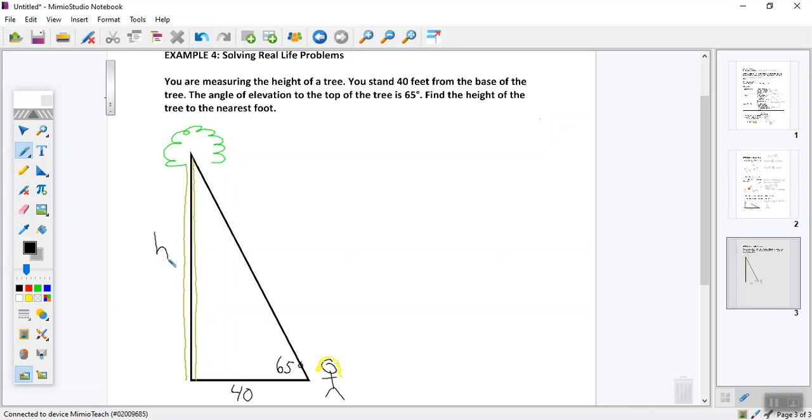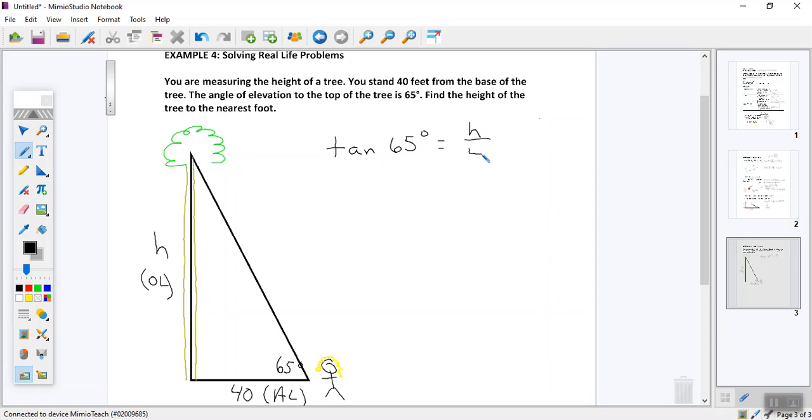Our reference angle is going to be what measure? So we're referencing everything from here. What's the opposite leg? H is going to be the opposite leg. What's going to be the adjacent leg? Help me write an equation for this reference angle. Tangent of 65 degrees is H over 40, opposite leg over adjacent leg.